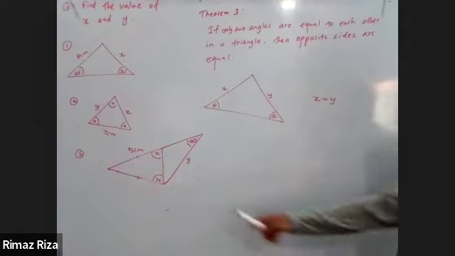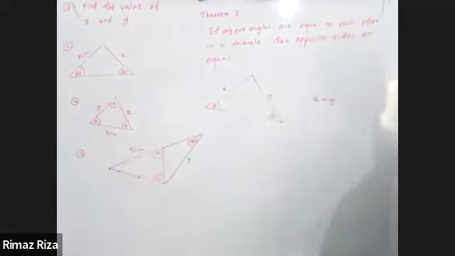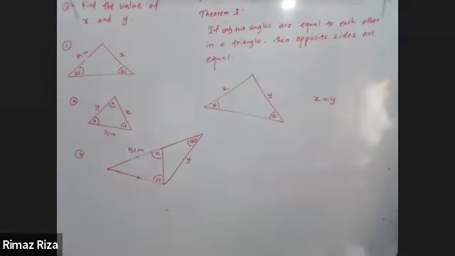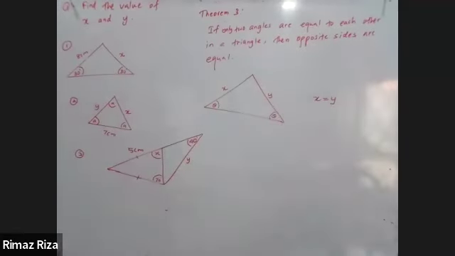That's wrong, you guys. This is a straight line. You want to find y also. Find the value of x and y.